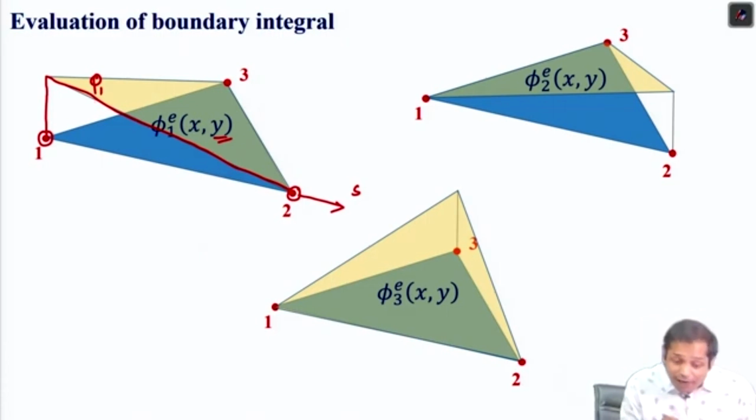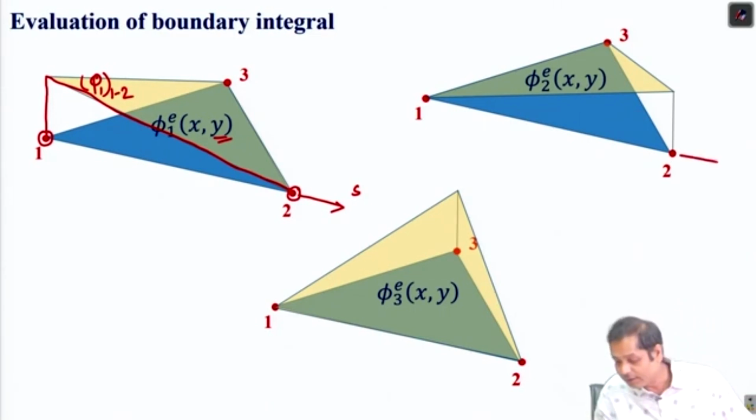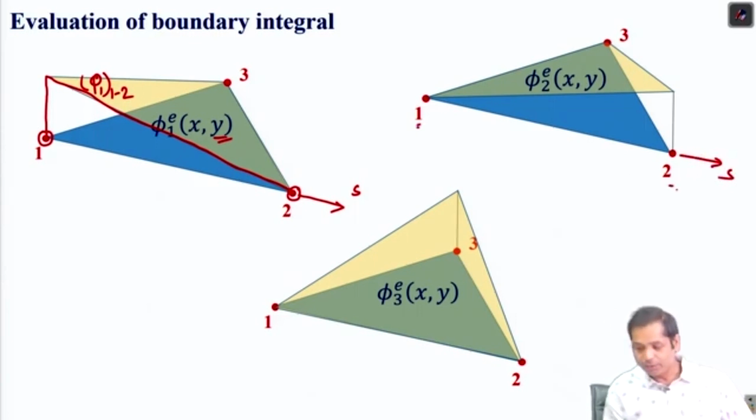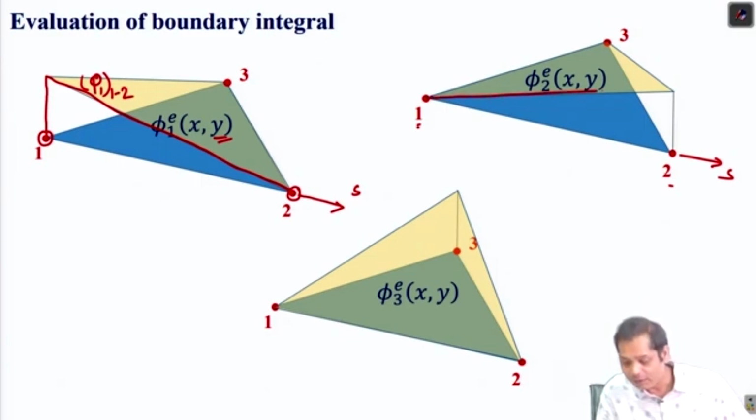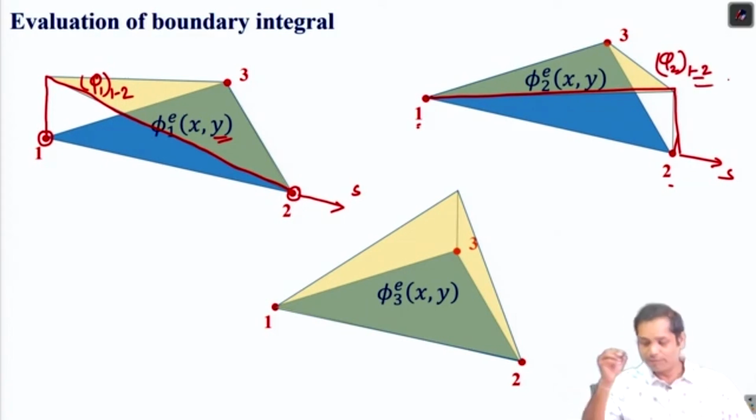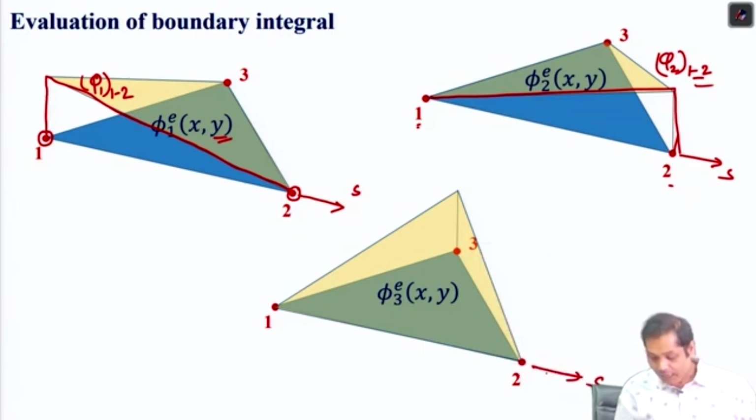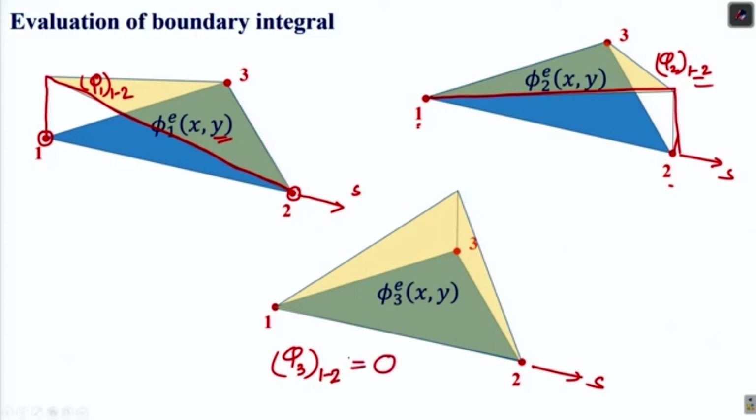This is phi 1 on boundary 1 2. Similarly, this is S, the starting point is 1 and the end point is 2, and on this boundary if you evaluate phi 2, the evaluation will be this. So this will be phi 2 defined over the 1 2 boundary. And what is phi 3 on this boundary? Phi 3 is 0 on boundary 1 2. This is how the shape functions are written on an individual boundary.